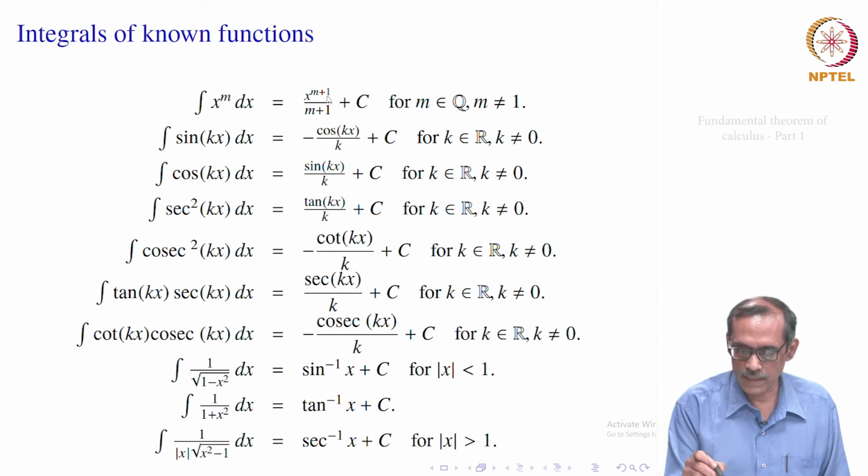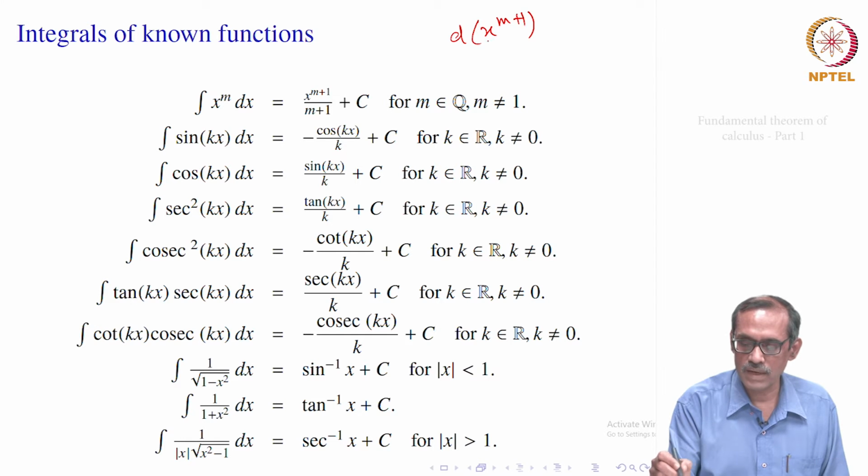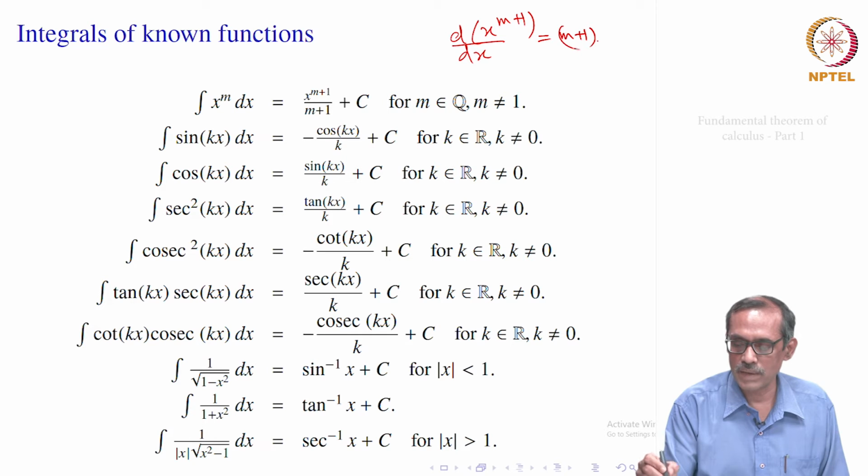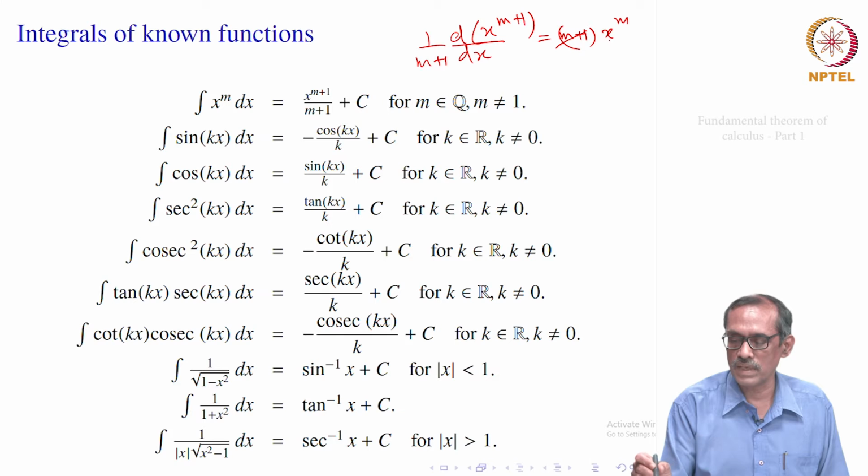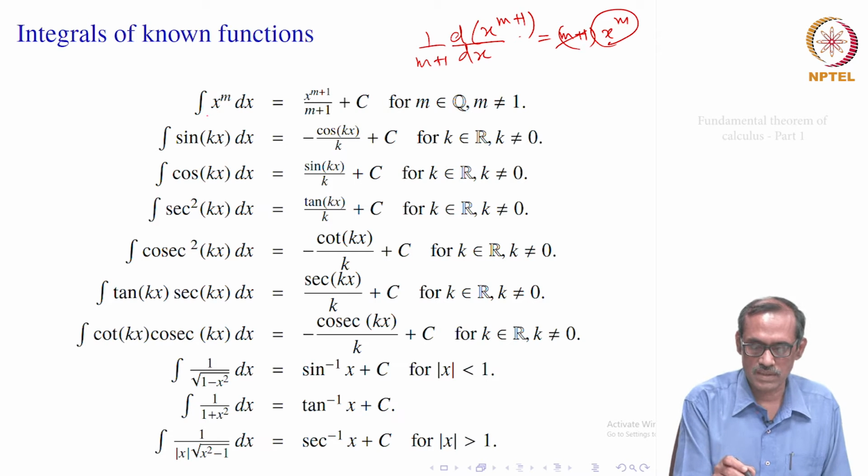Okay. We know that derivative of x to the power m plus 1 with respect to x is equal to m plus 1 times x to the power m. So, now we write that in terms of integral, or you can bring that m plus 1 here. So, we write that in terms of the integral as integral of x to the power m equal to x to the power m plus 1 by m plus 1. So, that is how this first formula is related.